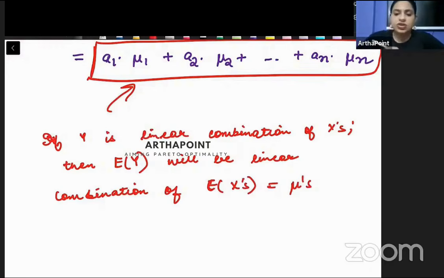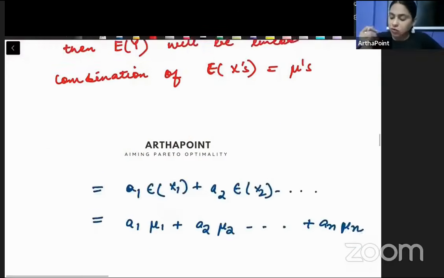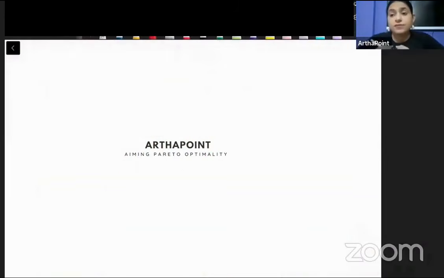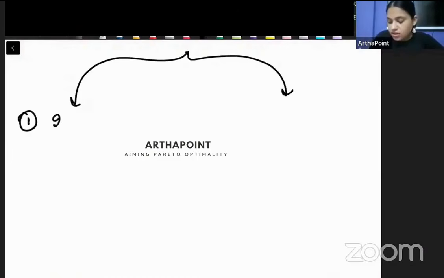Clear? अच्छा, अब थोड़ा सा आगे बढ़ते हैं. Now let's talk about the variance. तो बेटा when we have to talk about the variance of y in this case, so there are two cases that we need to follow. Case number 1 हो जाता है if your x's are independent.